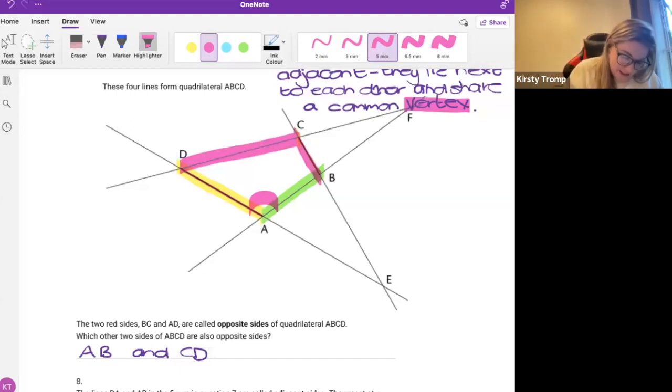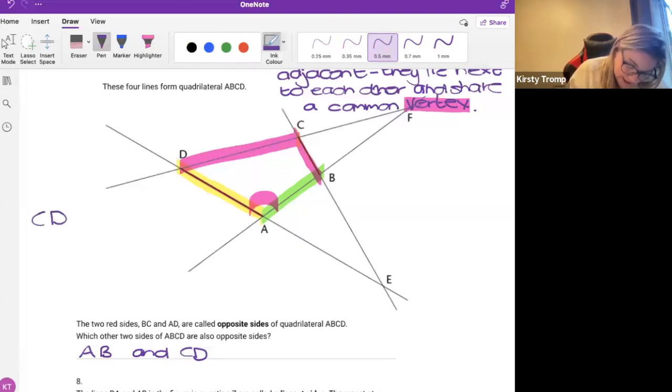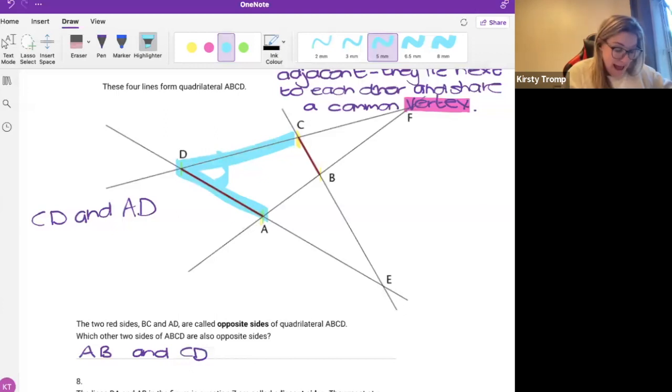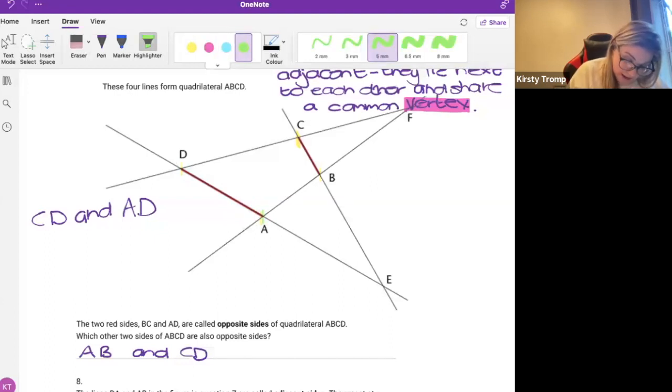Well done. All right. Another two that you could do is you could say also CD and AD. So it could be these two over here. Why? Because they are holding hands. So they're sharing a common vertex. And the last two sides that are also holding hands is you could pick AB and BC.